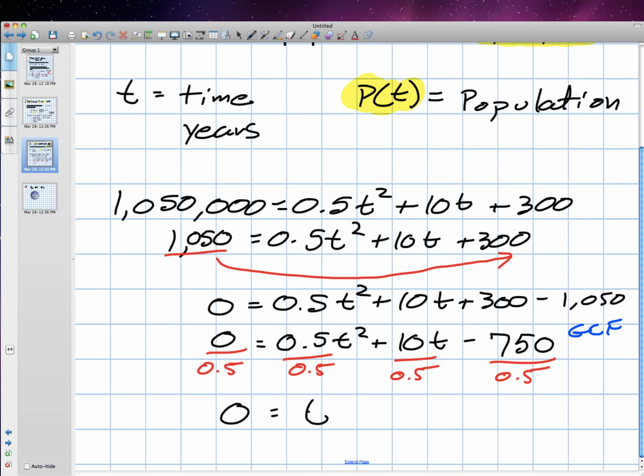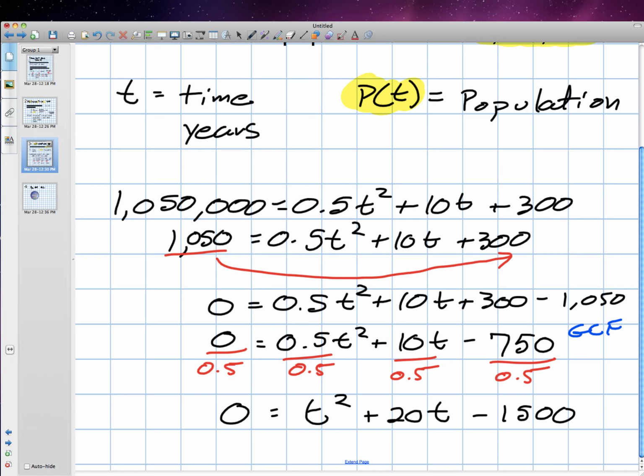20t, and double it, 1,500. Good. Very good. Okay, now this is the important part. Remember, I told you guys you still need to know your stuff from the last chapter. So, in order to solve this, I need to factor it.